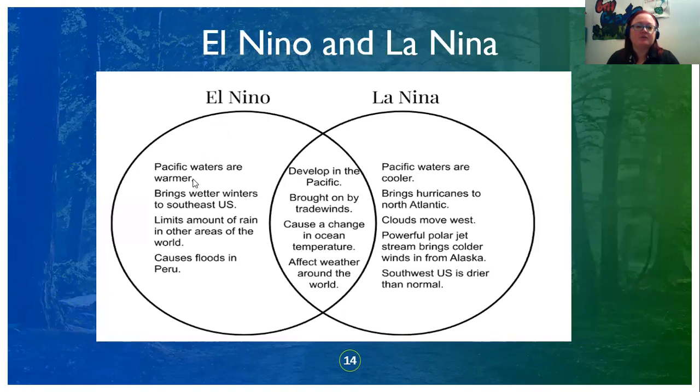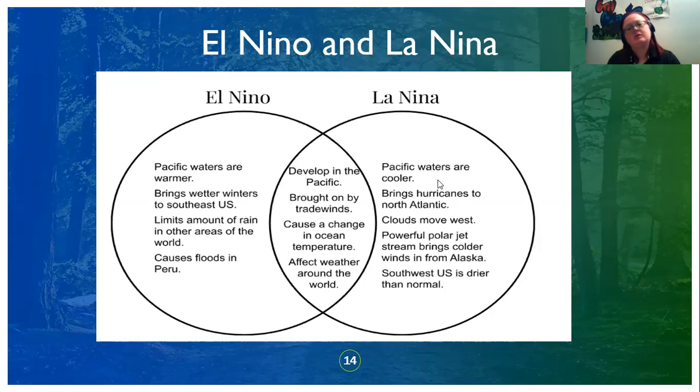And then this is a Venn diagram to show you guys the differences and the similarities of El Nino and La Nina. So El Nino is warmer, La Nina is cooler. El Nino brings wetter winters to the southeast US. It limits the amount of rain in other areas of the world, and it causes floods in Peru.